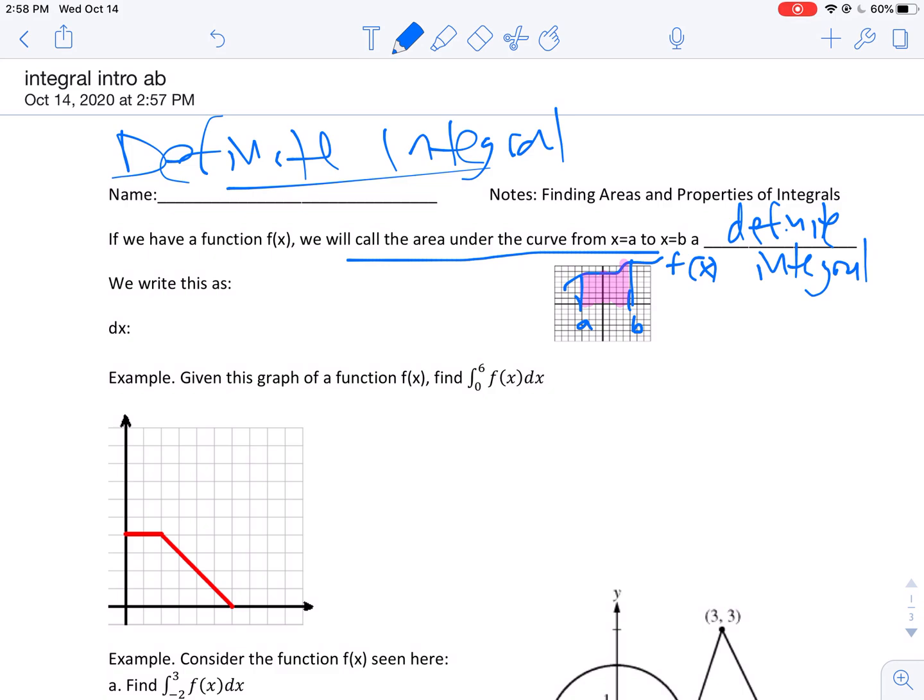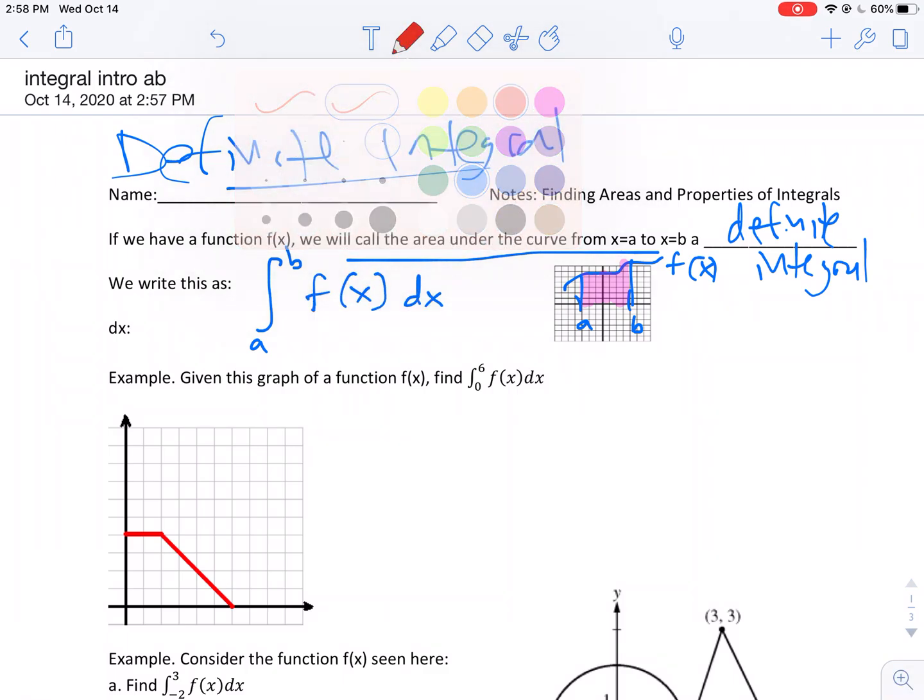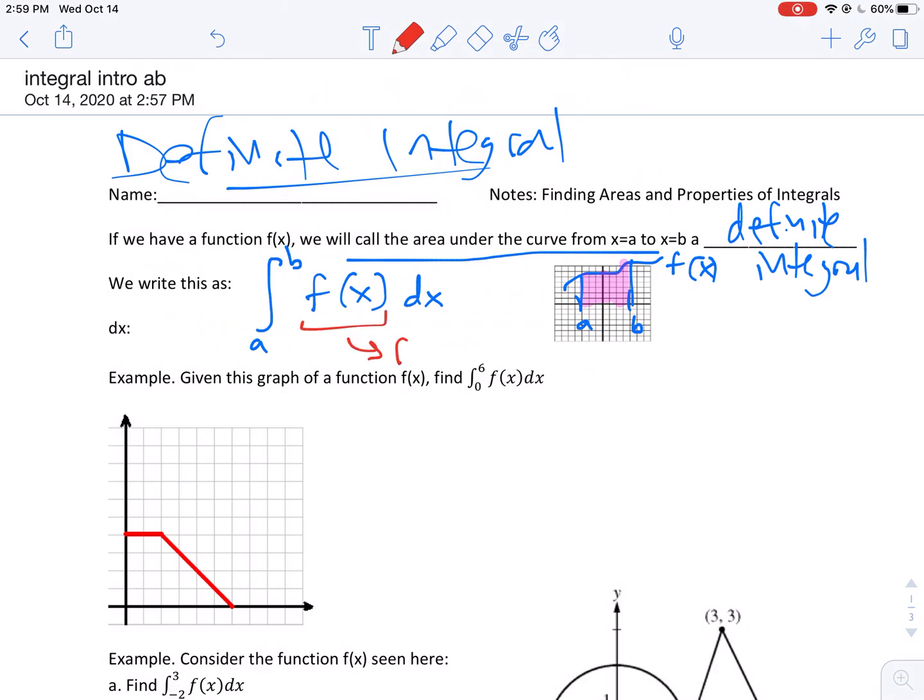And we write it using this little notation. It's a big S. And basically you have a to b of your function, and then you write a little dx. And we'll talk about that in a minute. But the f of x, that is the function you are taking the integral of. And the a is your left bound, and the b is your right bound. So whenever you see something like this, it's pronounced integral a to b of f of x, that just means the area under f of x from a to b.